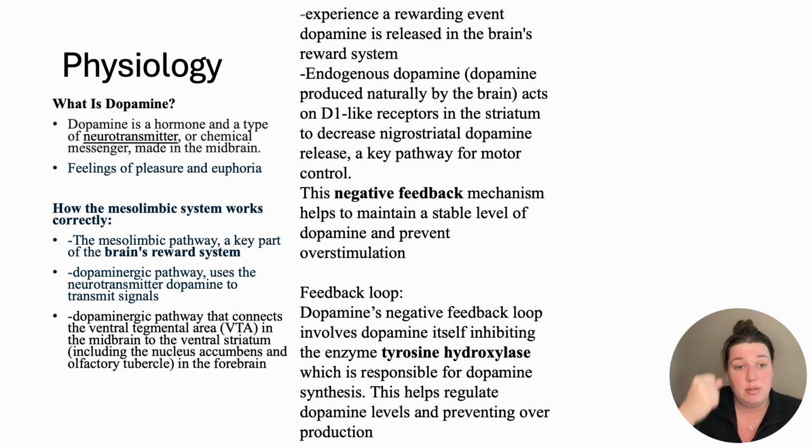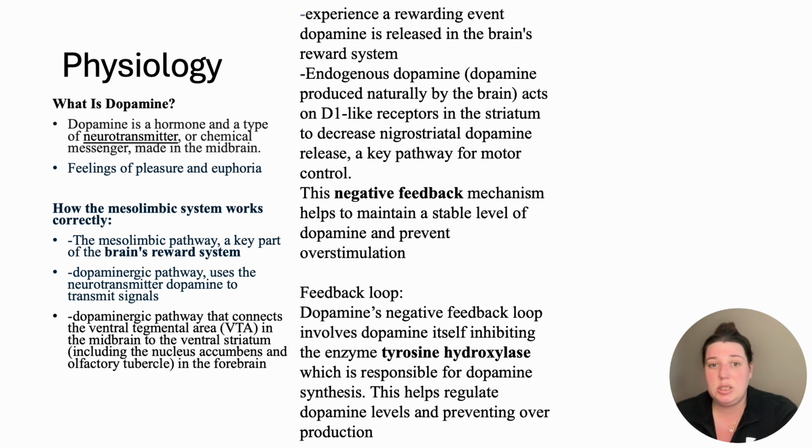The dopaminergic pathway uses the neurotransmitter dopamine to transmit signals. The dopaminergic pathway connects the ventral tegmental area in the midbrain to the ventral striatum, which includes the nucleus accumbens and the olfactory tubercle in the forebrain. So when you experience a rewarding event, dopamine is released in the brain's reward system.